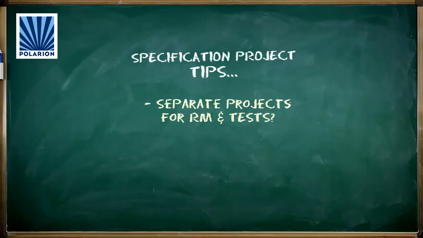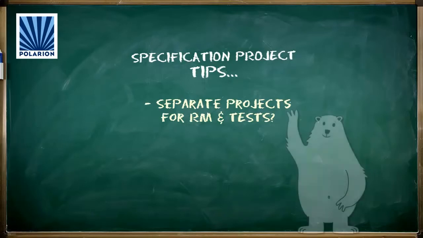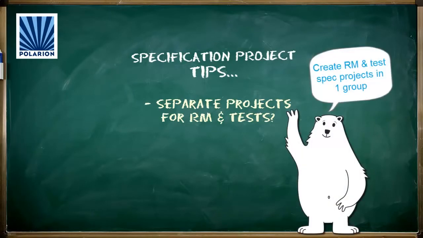First, decide if you will specify and manage requirements and test cases in the same Polarion project. Managing both artifact types in one project makes traceability linking a bit faster and easier, though it's still quite feasible to manage them in separate projects. If you go with separate projects, then it's a good idea to create them in the same project group.